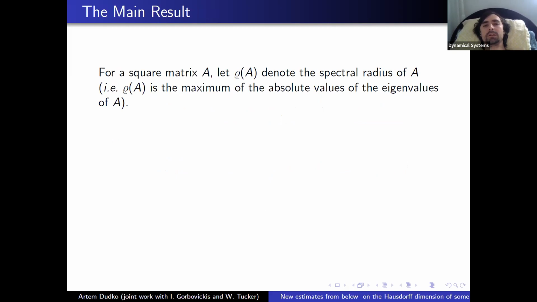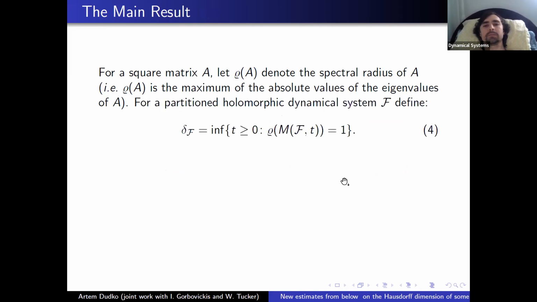So denote by rho of A the spectral radius of a square matrix A, which is the maximum of the absolute values of the eigenvalues of A. And similarly to the real quadratic case, we denote by delta the infimum of negative t for which the spectral radius of the Macmillan matrix is equal to 1, or infinity if this infimum does not exist.